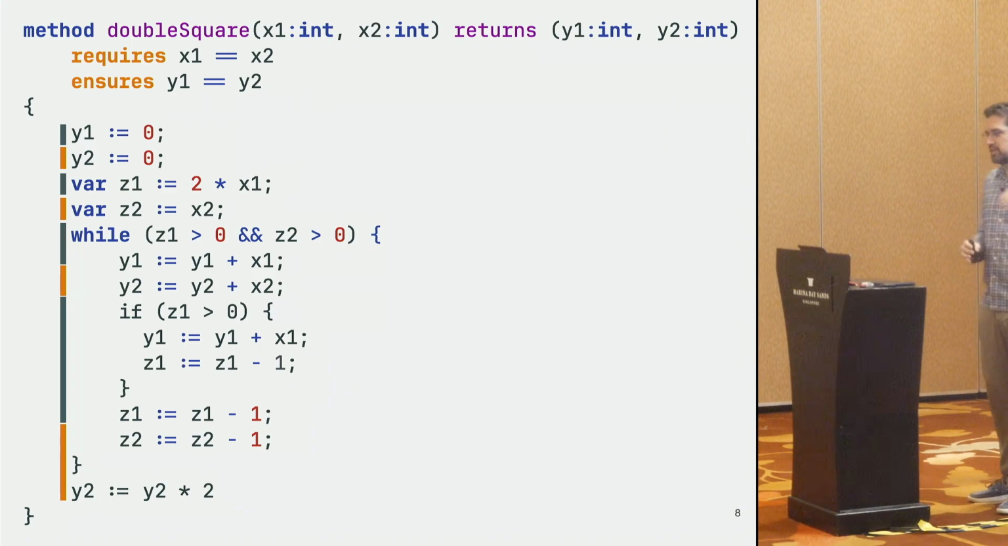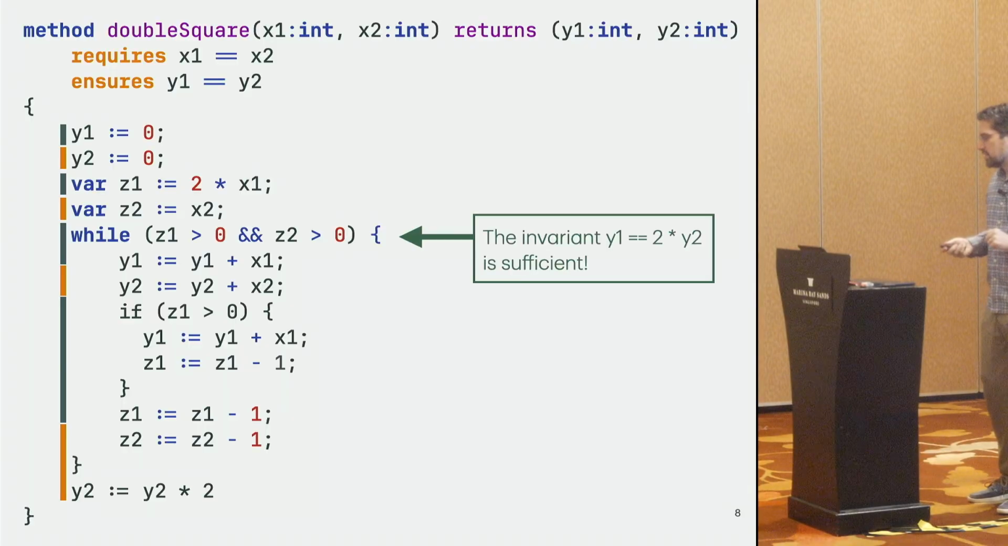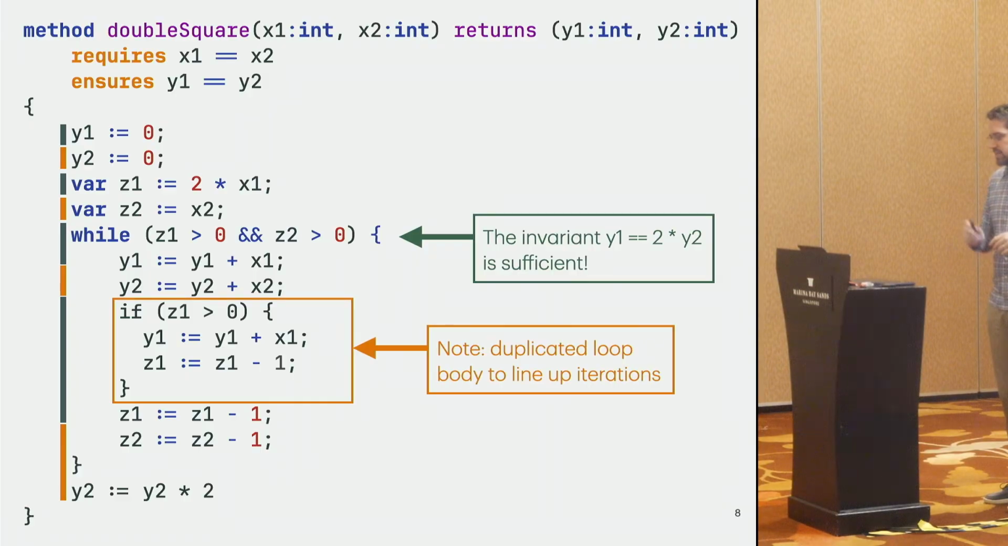So here's a version of this. You can see the green bars are intermixed with the orange bars, and crucially, I've merged the loop bodies together. So now I can have a loop invariant that reasons about what's happening as the loop goes iteration by iteration, because the two loops were doing something similar. So I have this much simpler invariant now, which is great. Notice that I did have to duplicate a loop body to line up the iterations. Remember, one of these programs had a loop that iterated half as many times as the other.